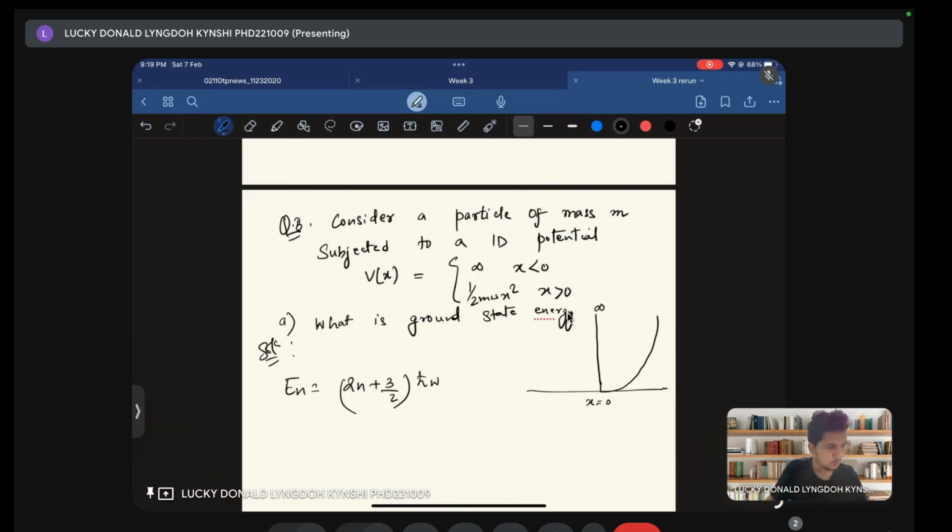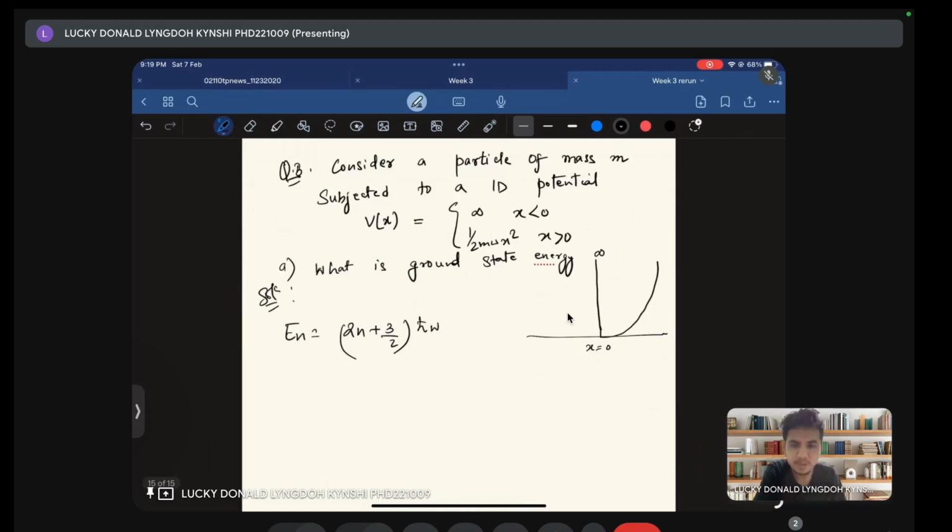So now the energy is given to be (2n + 3/2) ħω. For the ground state, n equal to 0. Here the same thing, n equal to 0, 1, 2, and so on. So for n equal to 0, the ground state energy will be simply 3/2 ħω.